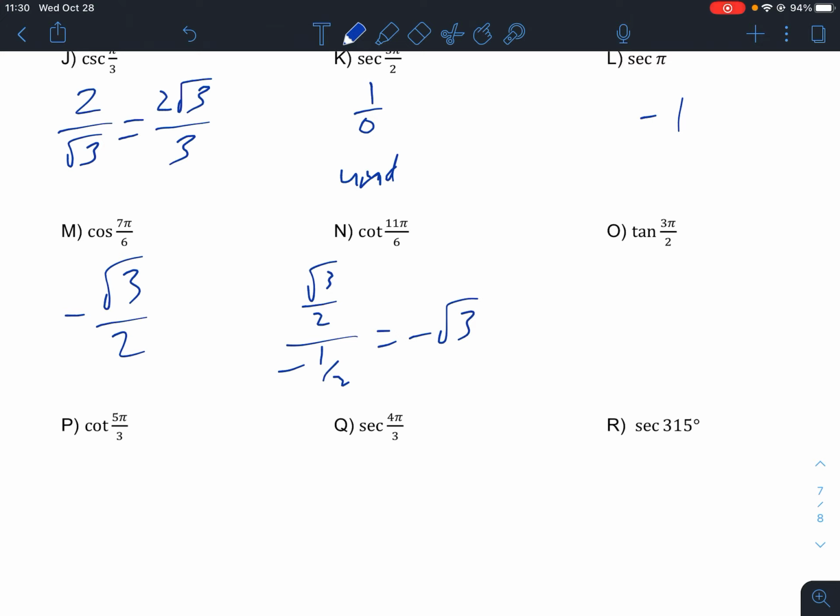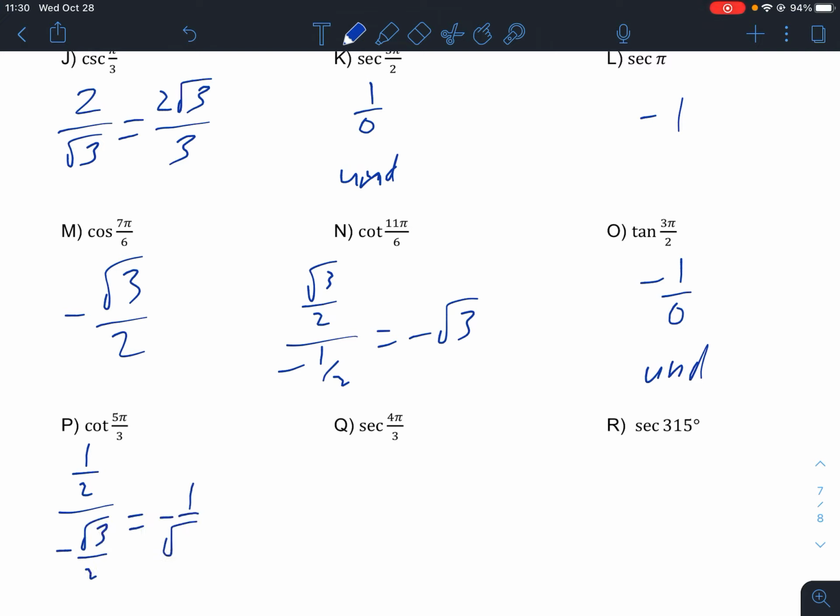Tangent 3 pi over 2. Tangent is sine over cosine. So sine over cosine, and again, that would be undefined. Cotangent 5 pi over 3. That's a 60 degree in the fourth quadrant. Cotangent is cosine over sine. So cosine over sine reduces to negative 1 over root 3 and rationalizes to negative root 3 over 3.